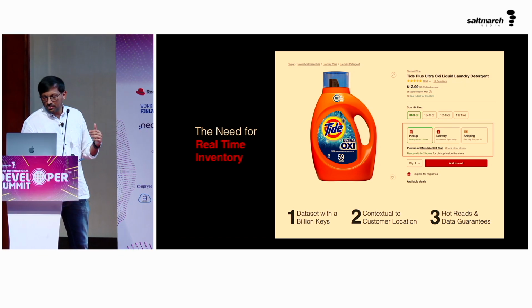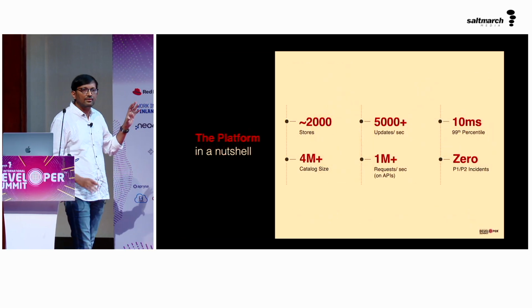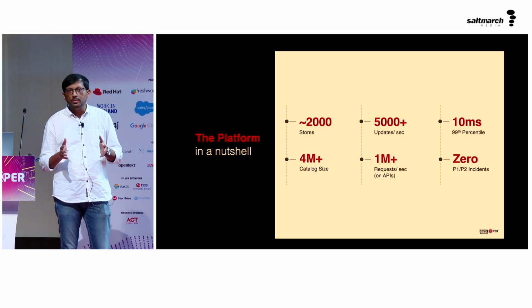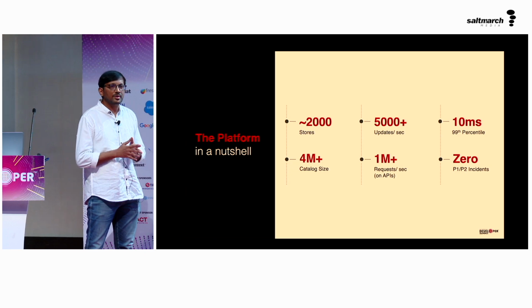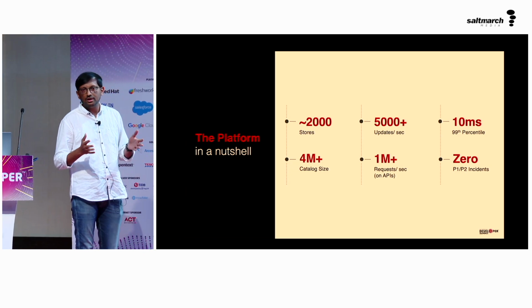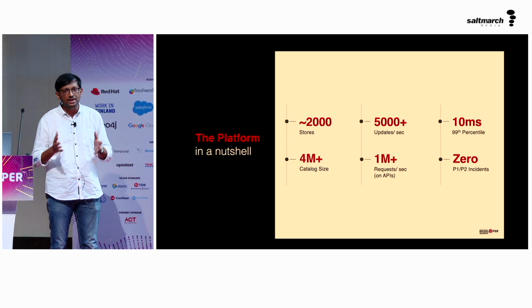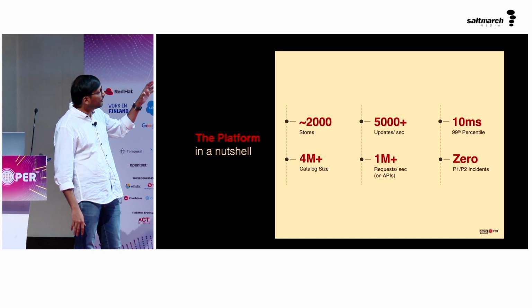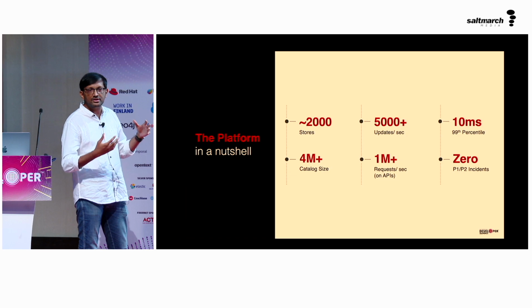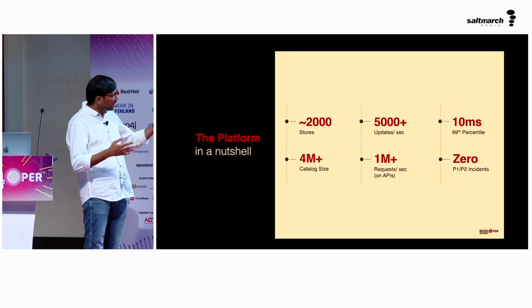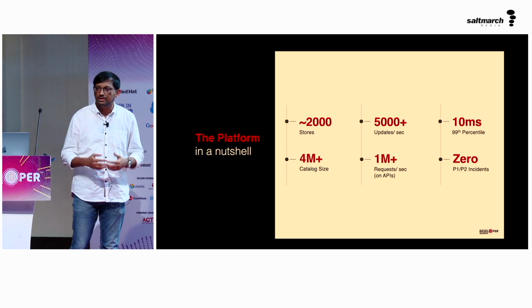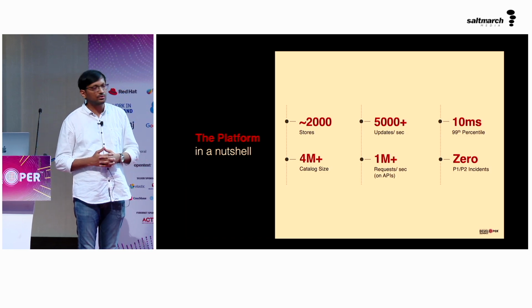So with this background, I'm going to quickly look at the platform characteristics that we have. We have a catalog of over 4 million items, and that catalog is present in over 2,000 stores. If you do the simple multiplication, that's billions of item locations at play. We get over 5,000 requests for inventory changes every second. And like I talked about, 10 milliseconds is the accepted response time that we are trying to solve for here.